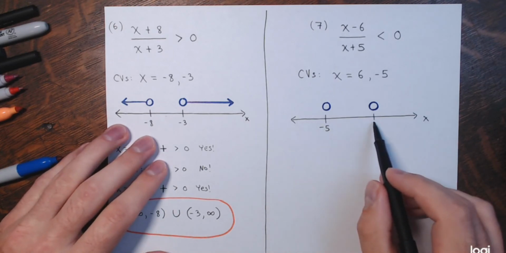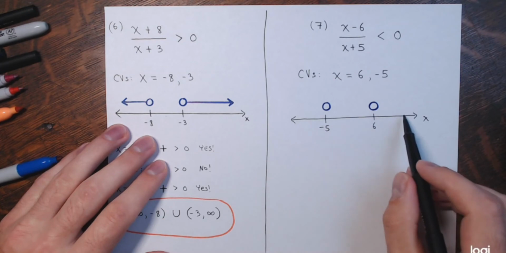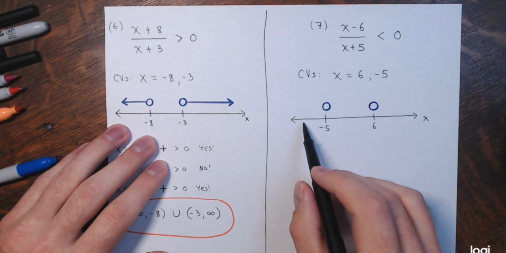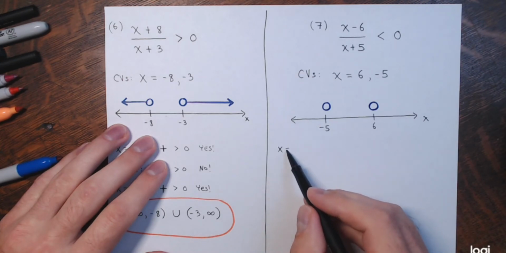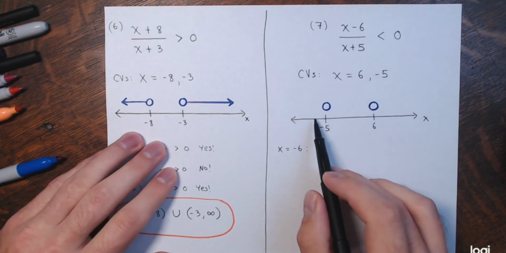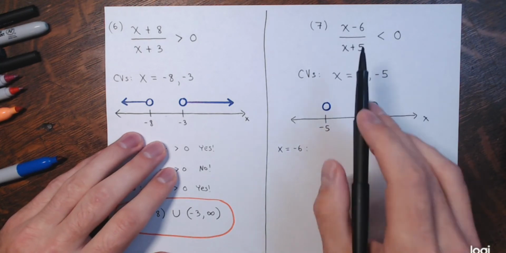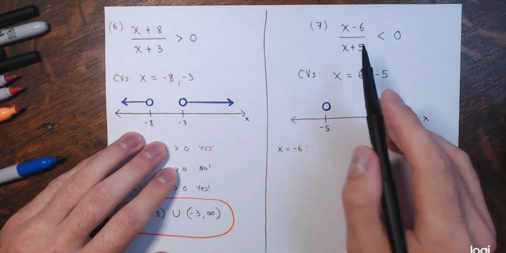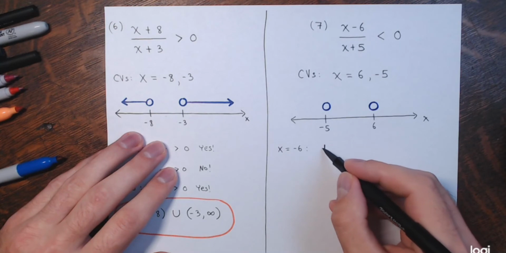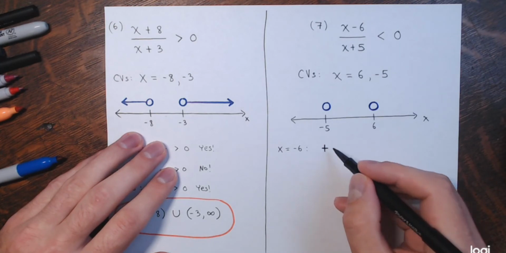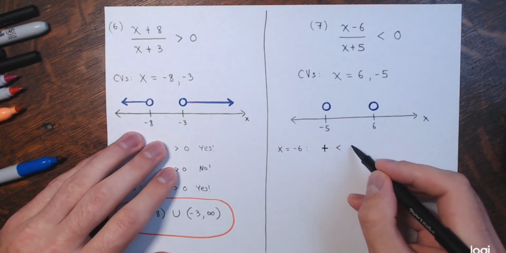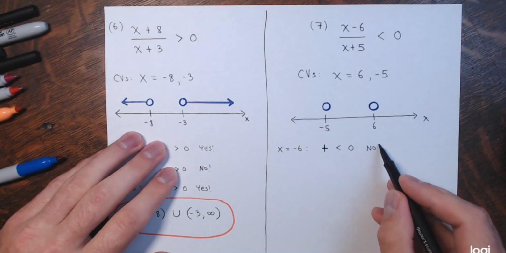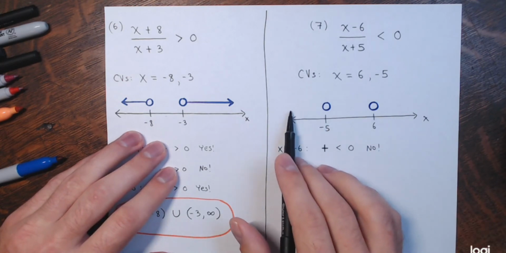Again, 2 critical values. We'll break up the line into 3 pieces, 3 intervals. The first, going left to right here, the first interval I'll check is to the left of -5. Let me just plug in -6. If I plug in -6 for x, the numerator would be negative, the denominator of this fraction would be negative, and a negative divided by a negative is a positive. So I would have a positive number on the left, and then is less than 0. Is a positive number less than 0? Nope. So this interval I'm going to leave blank.